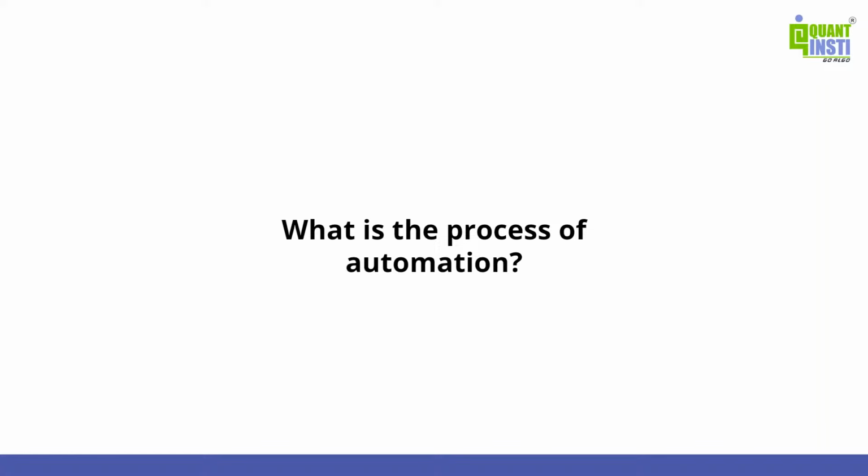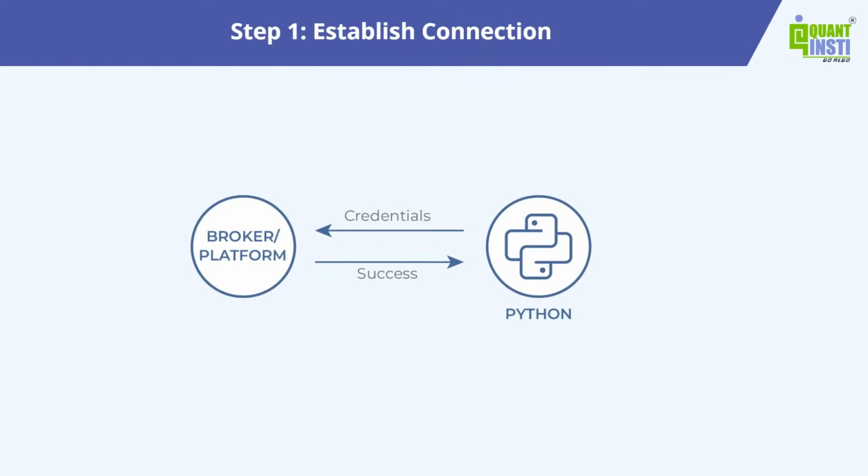If you had to automate, on a high level, what are the processes you would follow? The first step would be to establish a connection. This is what you do when you're manually trading as well: you would log in to your terminal, whether it is an online terminal or an offline terminal. So that's what you need to do when you're automating as well. You need to establish a connection between the broker and the code you're writing, let's say Python, since our presentation is based on Python.